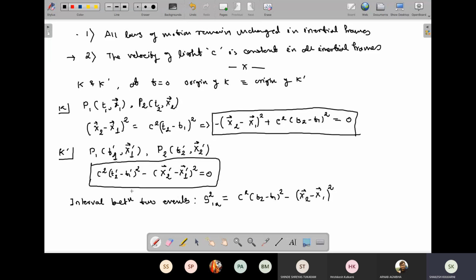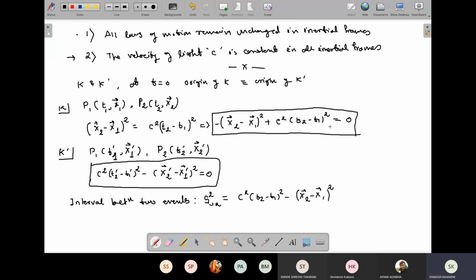Okay. So for a light wave, this interval is 0. If the events are such that a light signal is sent from T1 x1 and received at T2 x2, then this quantity is 0. That is what we have seen here.